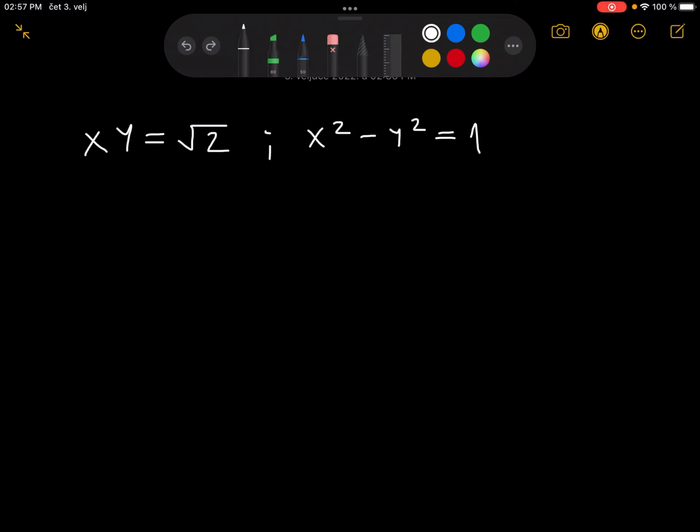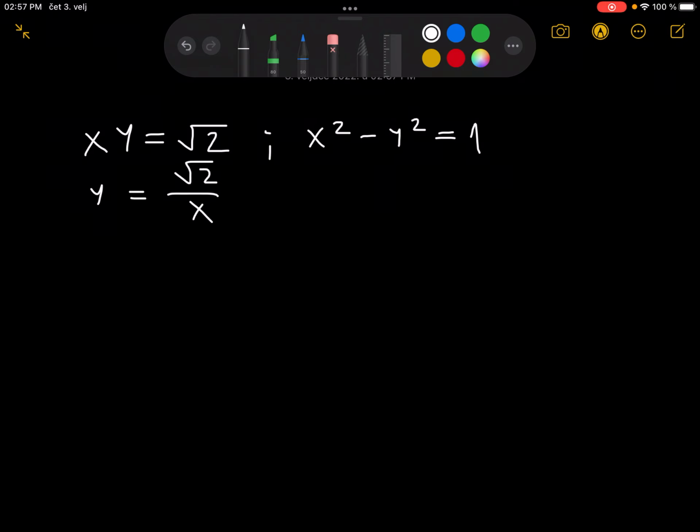So hello everyone. Today we're going to be solving a nice system of equations. We want to find the intersection points, and mind you, only the real intersection points between these two given curves. So from the first equation we have that y is equal to square root of 2 over x.